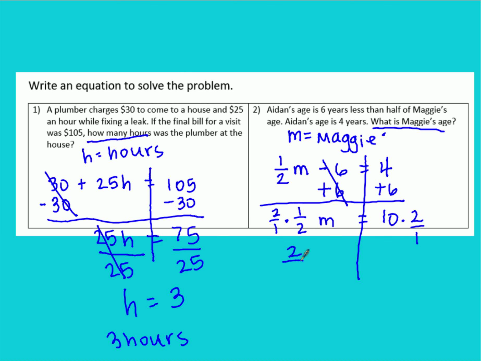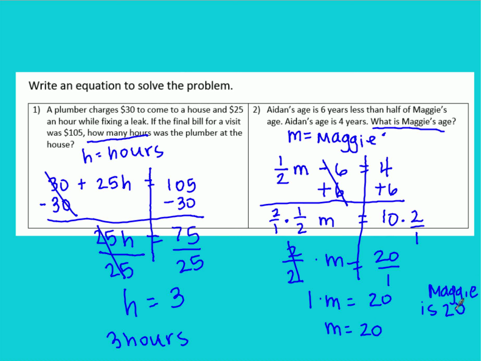2 times 1/2 is 2 over 2, times m, equals 10 times 2 is 20 over 1. I continue to simplify here. I have 1 times m equals 20 over 1, which is 20. So m equals 20 here. So that should mean that Maggie is 20 years old. And if we go back and check to make sure that makes sense, Aiden is 6 years less than half of her age. So half of her age would be 10. Take 6 away from that, you should get 4, and we know that Aiden is 4, so that's correct.